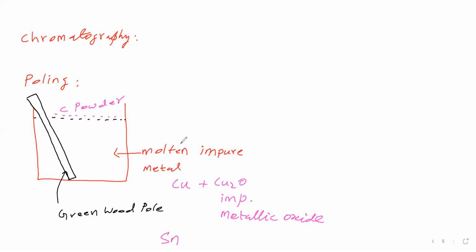Next method we will see is cupellation. In this method, the metal we are purifying is silver. The impurity is lead. Silver metal we are purifying from the impurity lead.